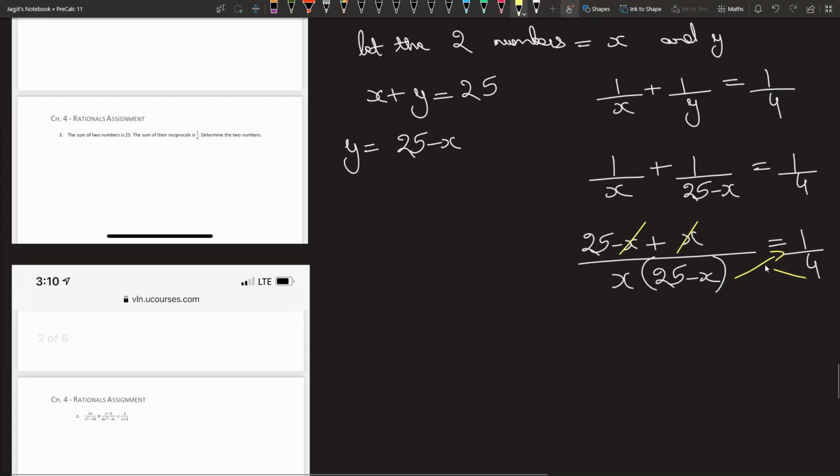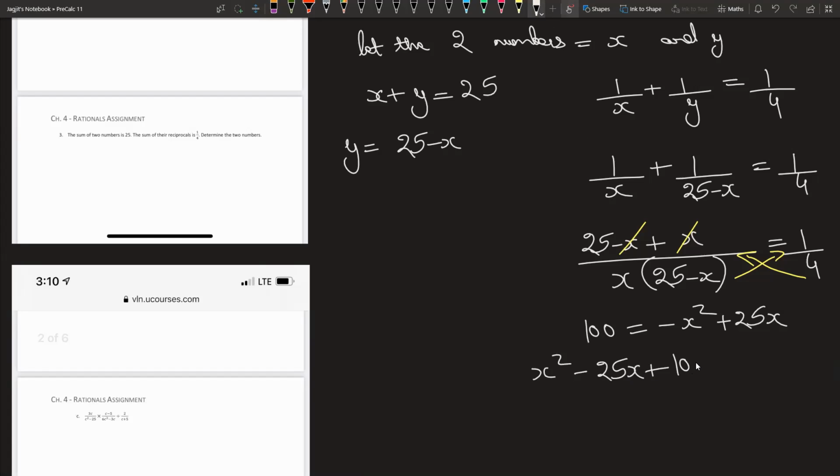So 4 comes across. You get 25 times 4, which gives you 100. On the other side, you'll have x times 25 minus x. When you FOIL it, it becomes minus x squared plus 25x. I personally don't like to have a negative in front of x squared, so I'm going to move these terms to the left. We get x squared minus 25x plus 100 is equal to 0.